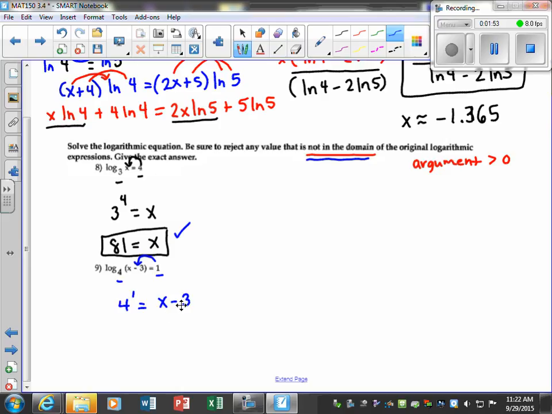Okay, so now we're just solving. Back down here, we're solving for x. So 4 is equal to x minus 3. We want to get x by itself. Add 3 to both sides. So we get an exact answer, 7. Now let's go back into the argument and check. So if I take this 7 and put it in for x, what's 7 minus 3? 4. Is 4 a positive value? Yes, so this is a valid answer.